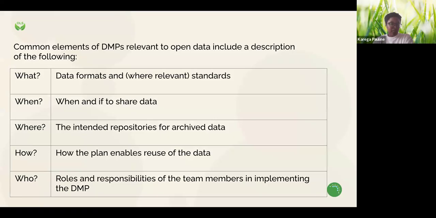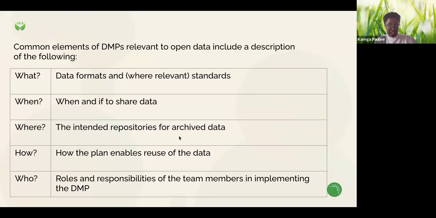So what are the common elements of a data management plan that are relevant to open data especially? With a data management plan, you will highlight the what. So what is your data? That will have you including your data formats and, where relevant, your standards. When refers to when and if to share the data. Are you allowed to share this data? You'll have to think about if you're allowed to share this data.